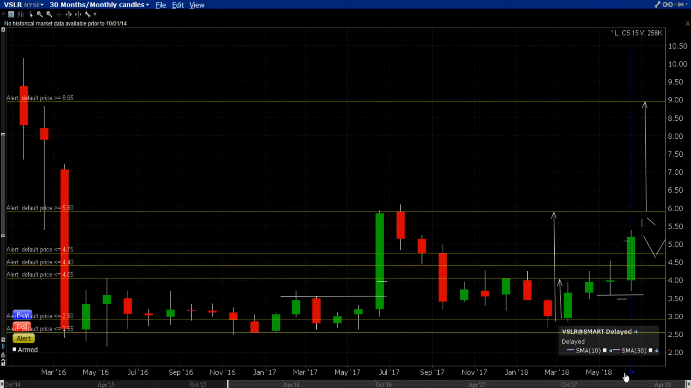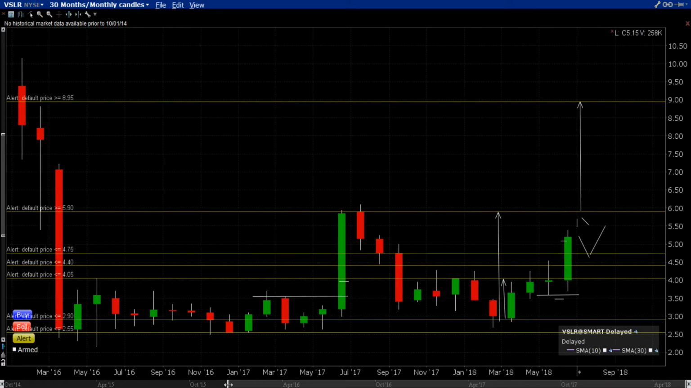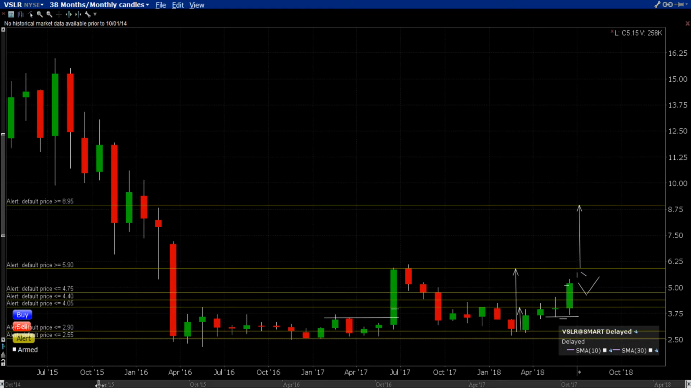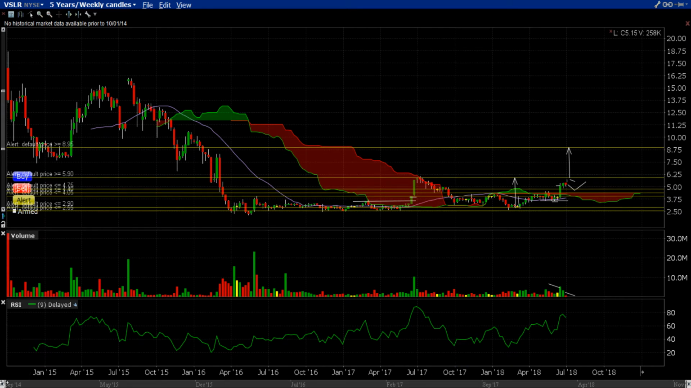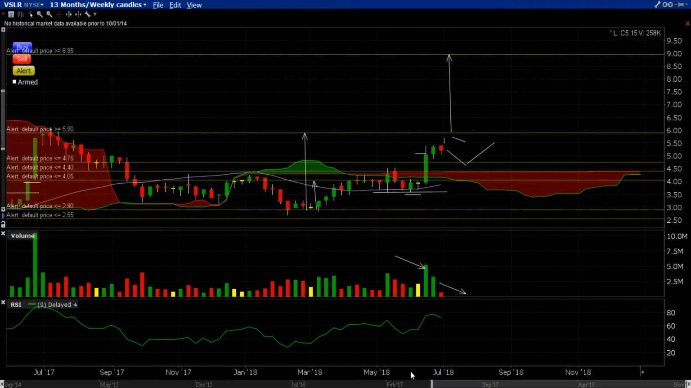Always try to imagine what could happen. And right now we're right there. So to enter right now in VSLR, I would wait for the pullback. Keep an eye on the low volume. Put an alert around here, 475. Else, we're going to wait until it consolidates close to 590.